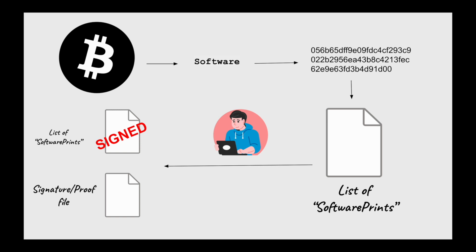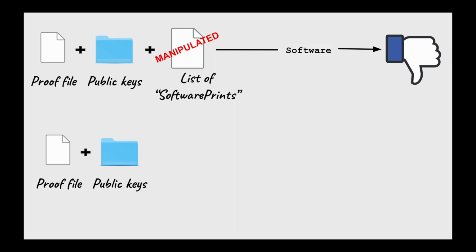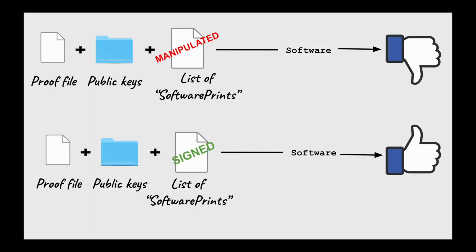So for example, let's suppose to have downloaded the proof file, the public keys, along with the file with all the software prints, which however has been manipulated. If we pass all these elements to the software used to check the validity of the software prints, this will tell us that the software prints file is not good, because someone has corrupted it. On the other hand, if the list of software prints have not been manipulated, we will get a go message.